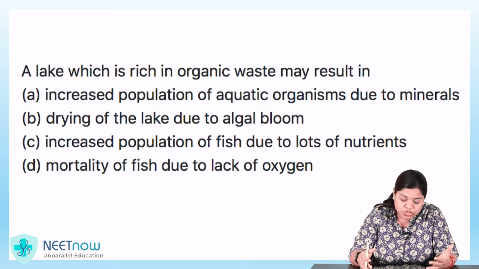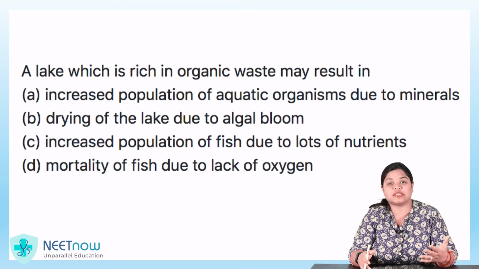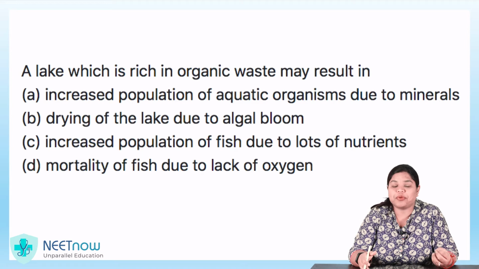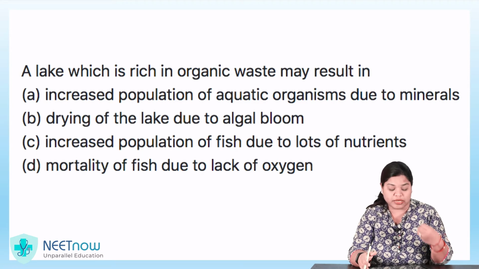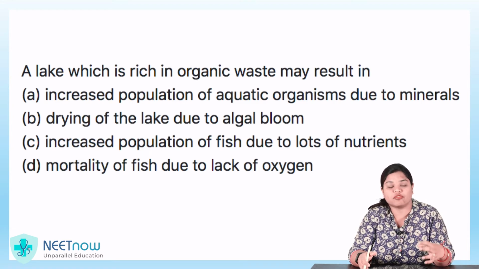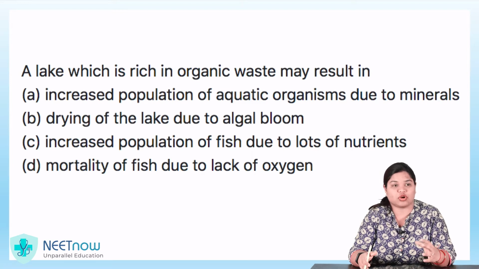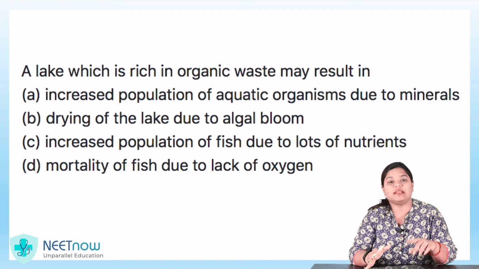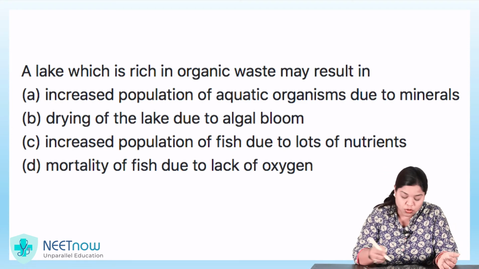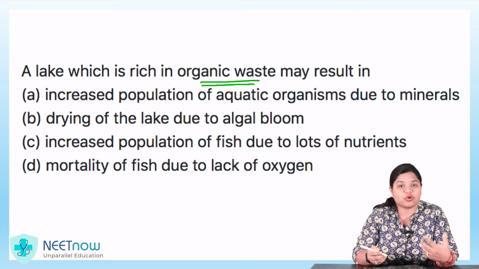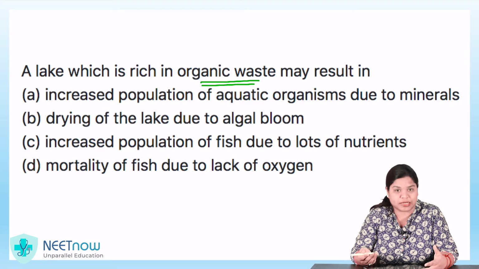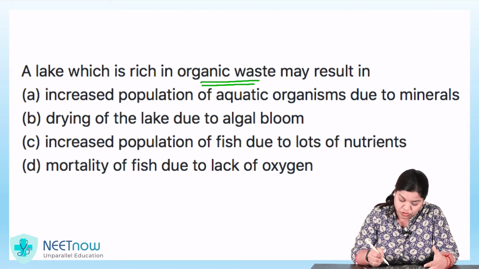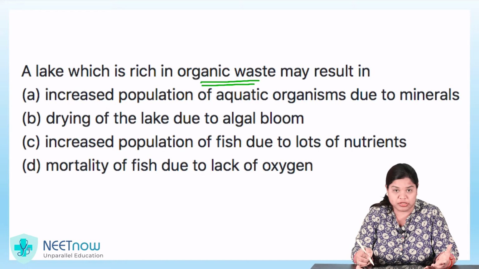A lake which is rich in organic waste may result in... What will happen in a lake that is rich in organic waste? That is, it has a lot of nutrients, a lot of things that accumulate and deposit, and they change the form of the lake. So organic waste is equal to organic matter. So what will happen in that lake? Increased population of aquatic organisms due to minerals.